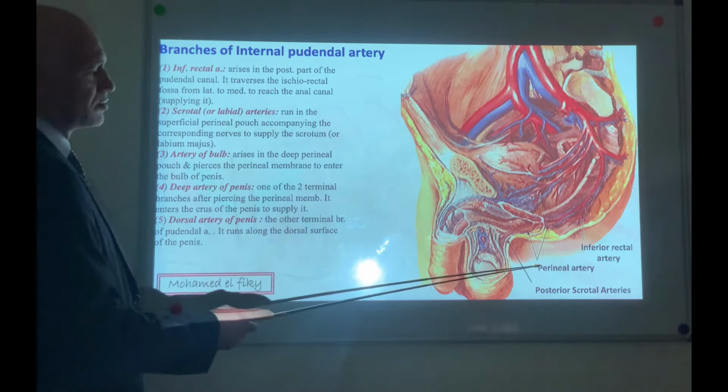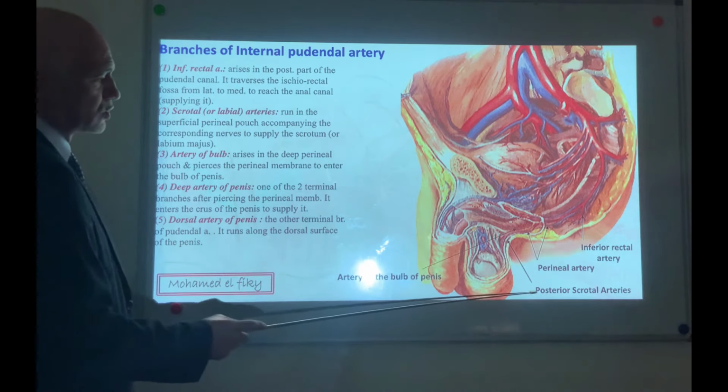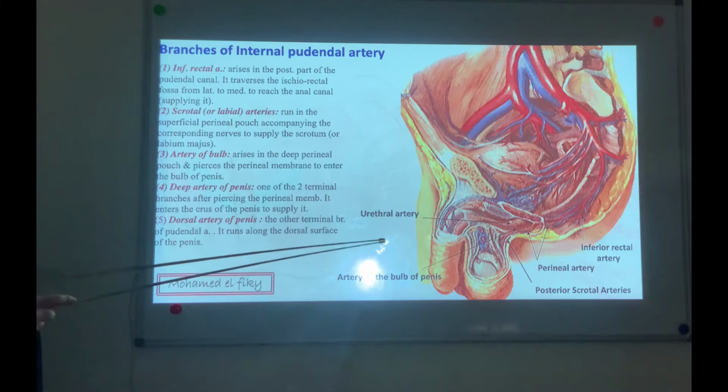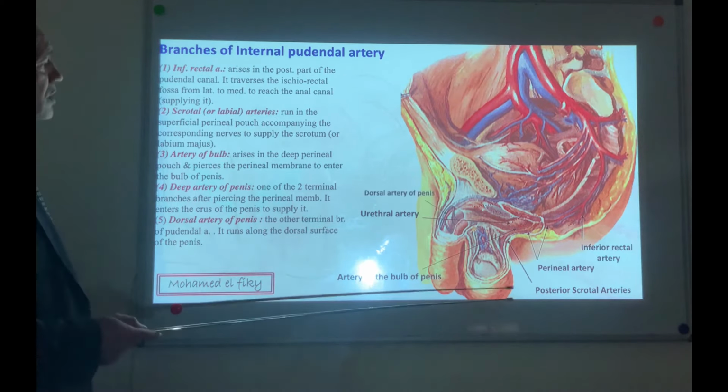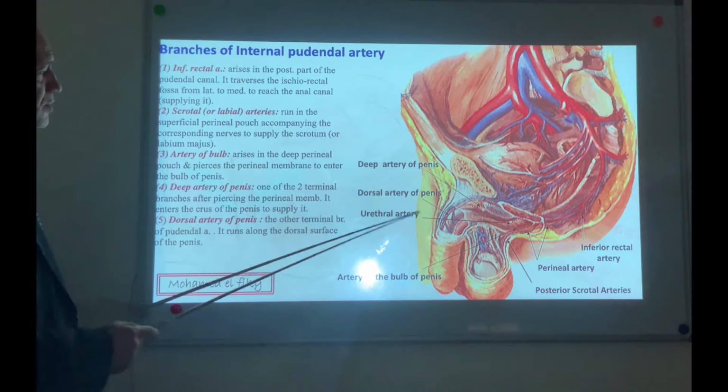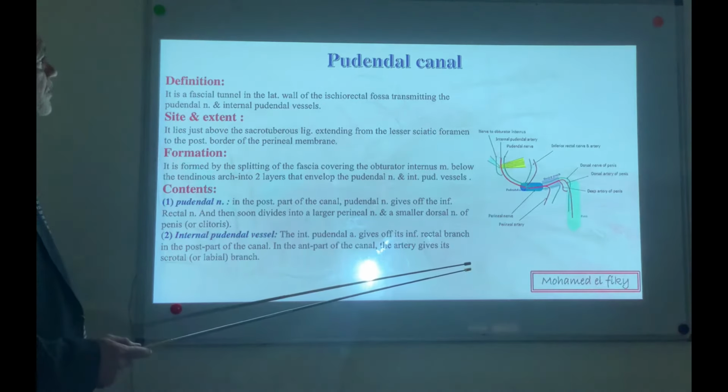Inferior rectal, perineal artery, posterior scrotal, artery of the bulb of the penis, urethral artery, and so on, with the deep artery of the penis and the dorsal artery of the penis.